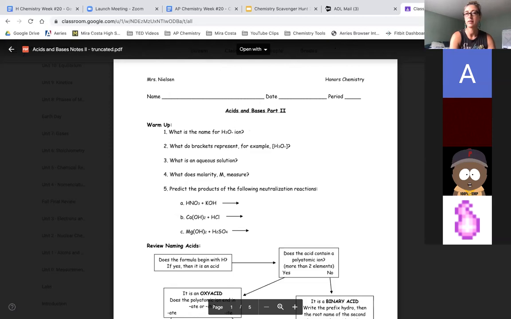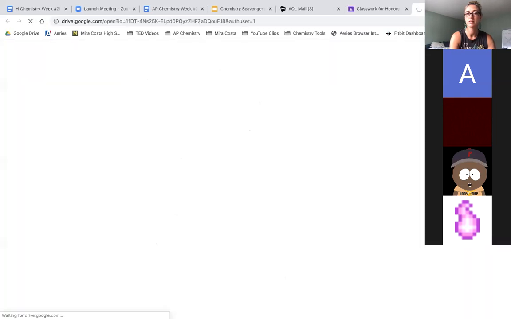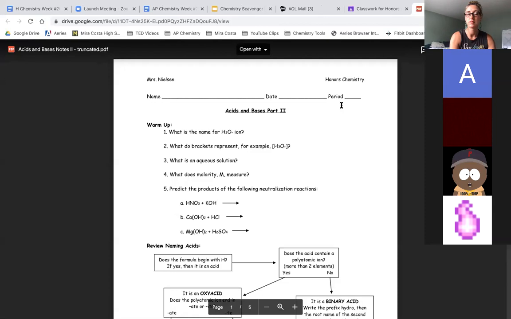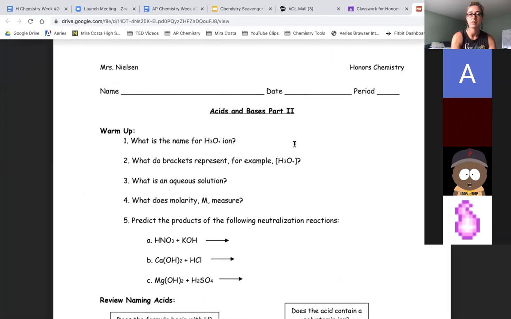Wonder if I can try this. All makes it, there we go. Now I can zoom in and out a little bit.